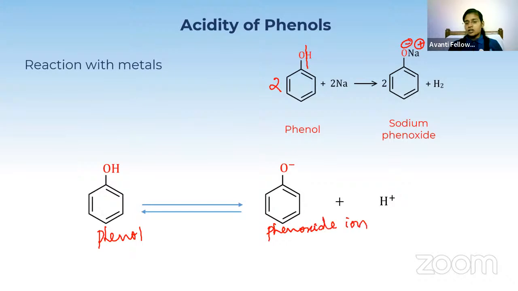Phenoxide ion. So these two are in equilibrium with each other, but phenoxide ion is more stable. If that is more stable, then the forward reaction is favored. Got it? And the H plus that is forming is also at a very high concentration. So only if phenol loses H plus does it form the phenoxide ion, and that is getting more stable.